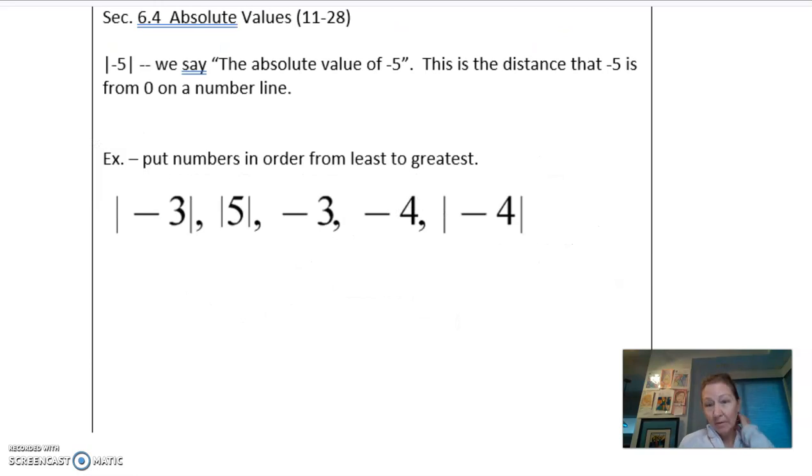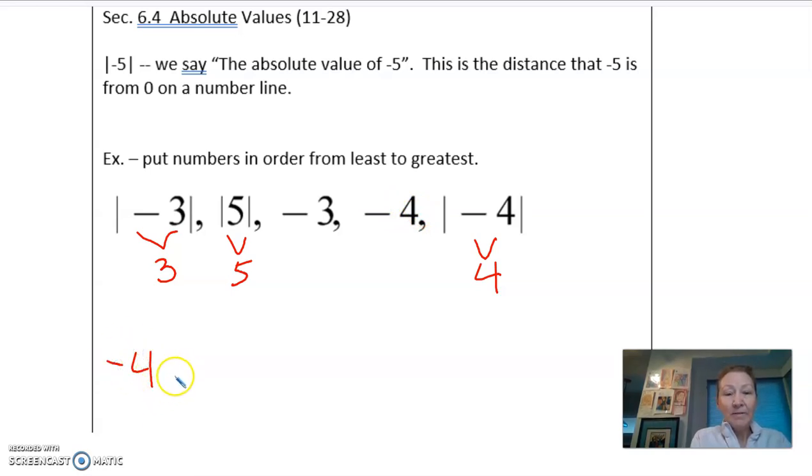Okay, so if we're putting numbers in order from least to greatest, I do the absolute value first. So the absolute value of -3 is +3. Absolute value of 5 is 5. And the absolute value of -4 is +4. Now, I didn't have to do anything with the negatives. They stay negative. But I look at the number line in the classroom, right, and I realize that the smallest number on this list is -4 because it's the biggest, sort of, right?